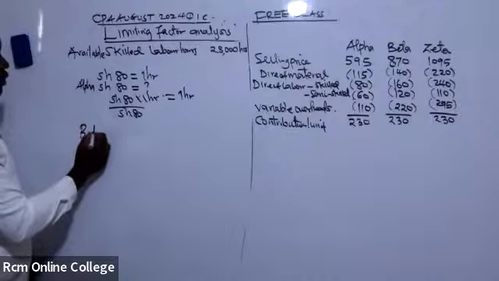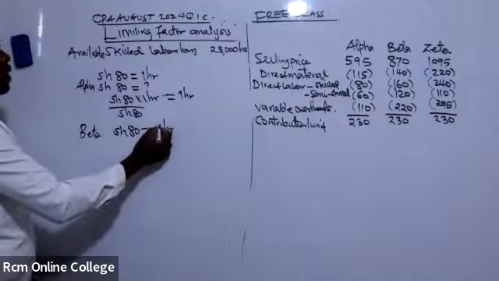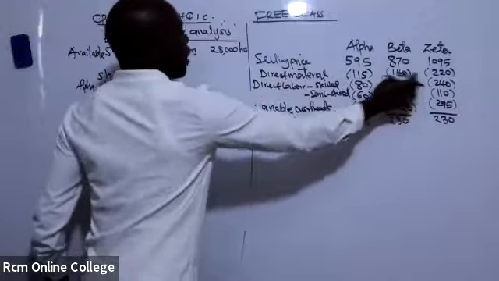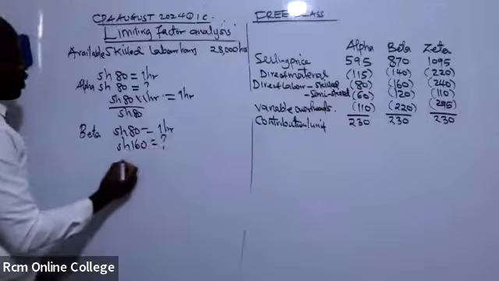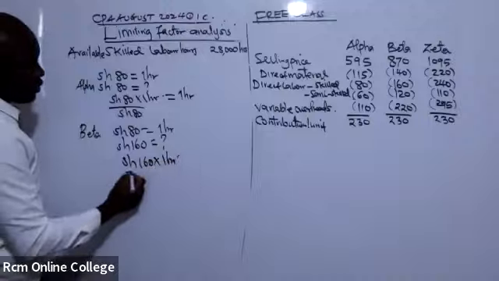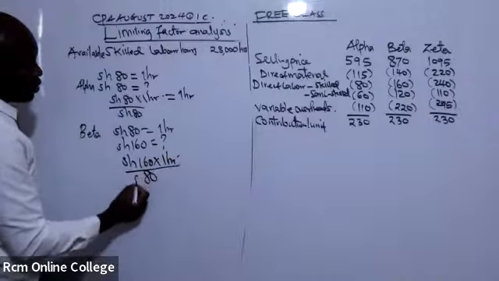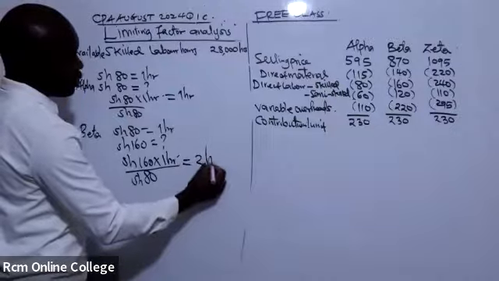Now, for beta, we're also saying that 80 shillings is equal to 1 hour. But this company incurred 160 shillings. So 160 shillings will be equivalent to how many hours? 160 shillings multiplied by 1 hour, then divide by 80. So what are we getting? How many hours? We are getting 2 hours, right? Good. So that is 2 hours.